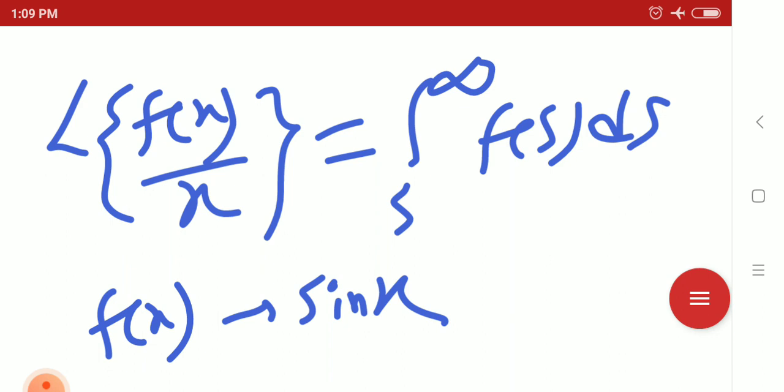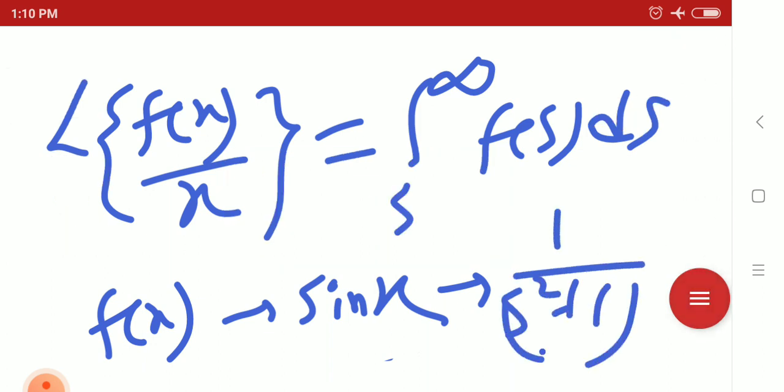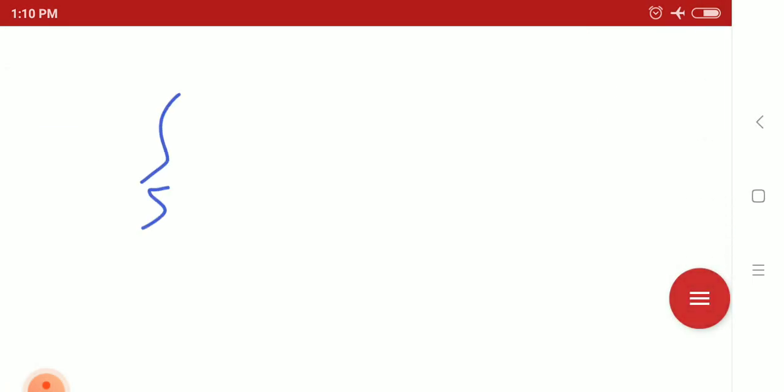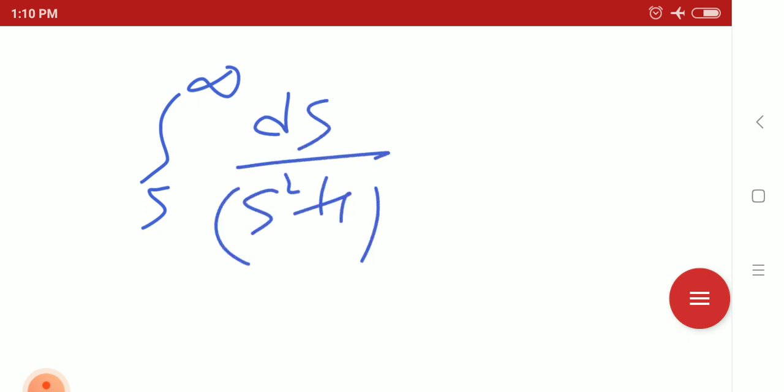So the Laplace transformation of sin x will be a by s square plus a square. What is a here? a is 1, because instead of sin ax we are writing a equals 1, sin x only. So the Laplace transformation of sin x will be 1 by s square plus 1. So f of x by x, sin x by x, will be integration s to infinity of ds by s square plus 1.